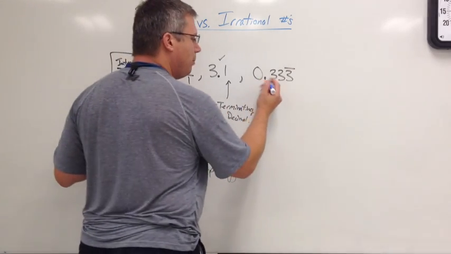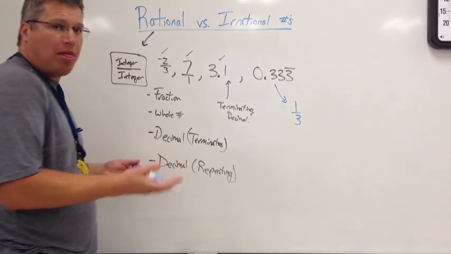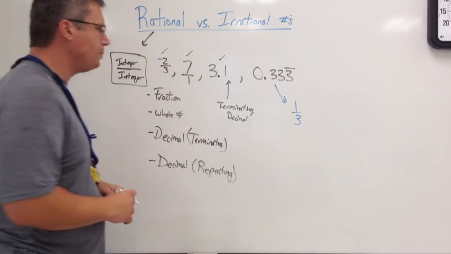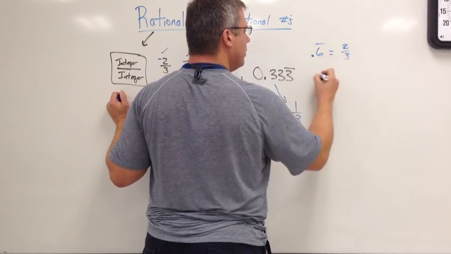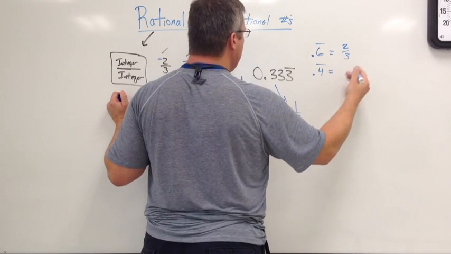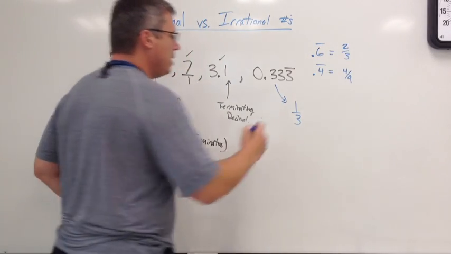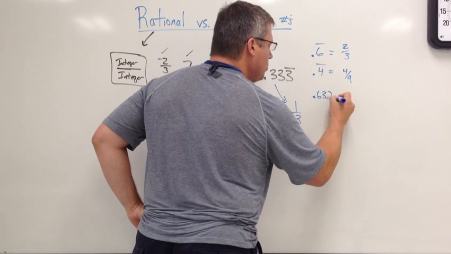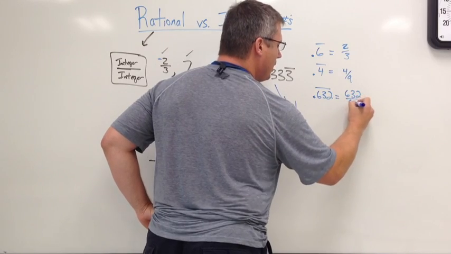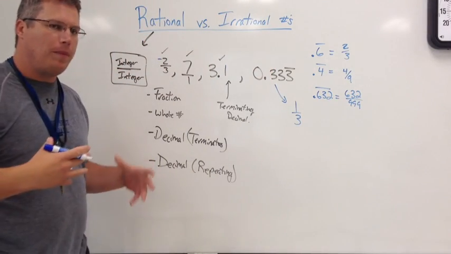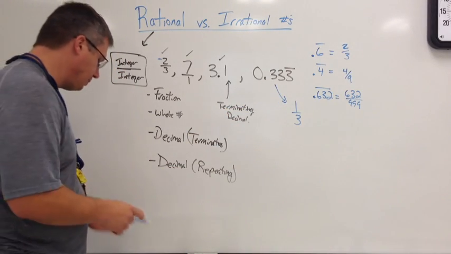How do you say? Well, do you know what 0.3 repeating is equal to as a fraction? It's the same thing as 1/3. 1/3 is an integer over an integer, so that's rational. What about 0.6 repeating? 0.6 repeating is 2/3. What about 0.4 repeating? It is 4 over 9, I believe. And basically any other. What about 0.632 repeating? If I know this right, that's 632 over 999. So it'll work. Any repeating decimal counts as a rational number.